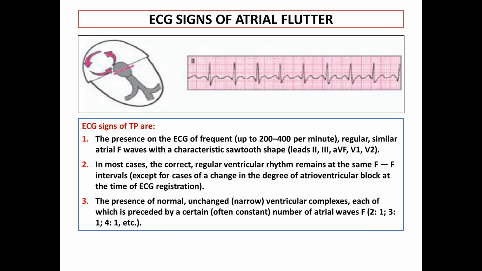In case of atrial flutter, the presence on ECG of frequent, up to 200 to 400 per minute, regular similar atrial waves, with a characteristic sawtooth shape. In most cases, the correct regular ventricular rhythm remains, you see the same RR intervals, except for cases of change in the degree of atrioventricular block at the time of ECG registration, and presence of normal, unchanged, narrow ventricular complexes, each of which is preceded by a certain number of atrial waves.